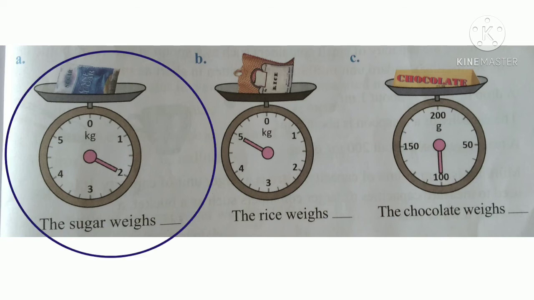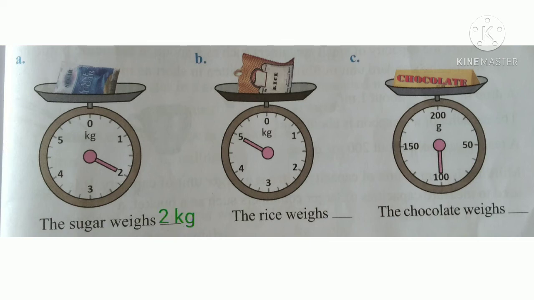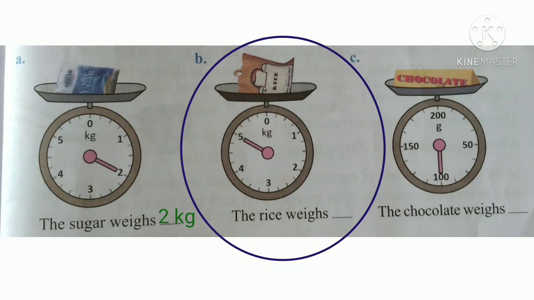A sugar packet is placed in the first weighing machine and the needle points to 2. That is, the weight of sugar is 2 kilogram. Here we can see the unit kilogram. So we can say that this weighing machine measures the object in kilograms. Let us see the next one. Here a rice packet is placed in this weighing machine and the needle points to 5. So we can say that the rice weighs 5 kilogram.